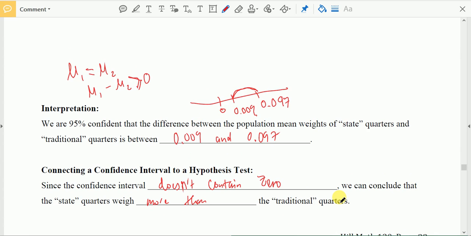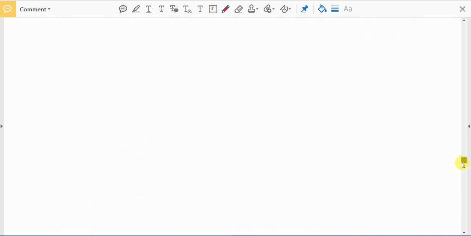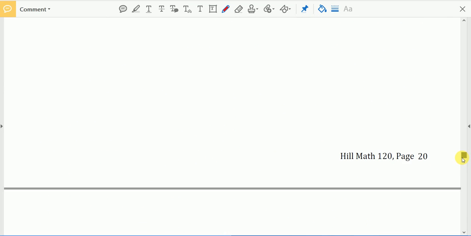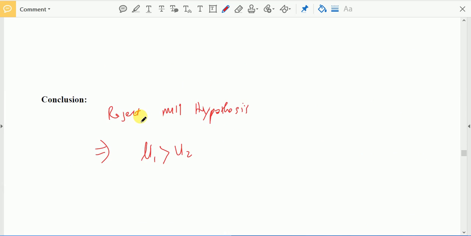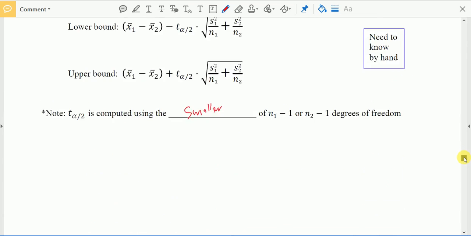So the confidence interval is another way to confirm that the null hypothesis is not correct, or that what we found here for the p-value is true, right? Or we reject the null hypothesis.